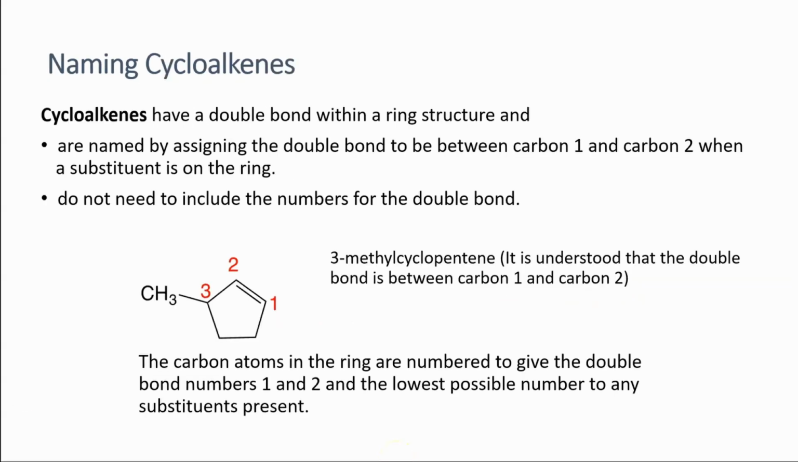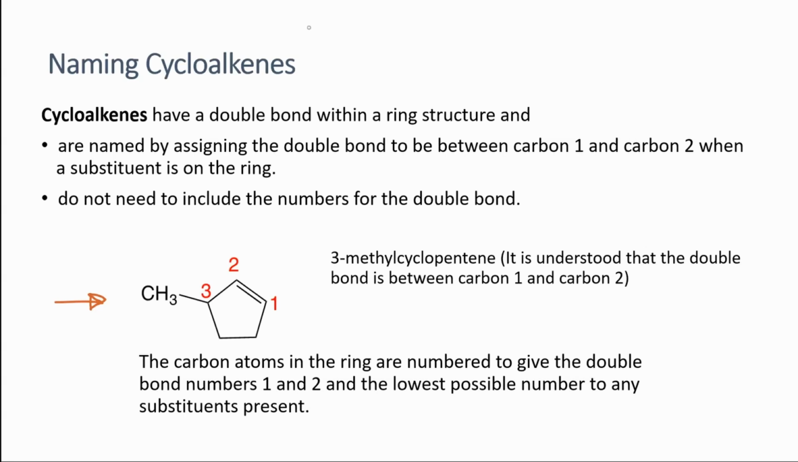Now let's see cycloalkenes. These are the compounds with a double bond within the ring structure. So you can identify cyclopentene, cyclohexene, like that. And then the naming of cycloalkenes is done by assigning the double bond to be between carbon 1 and carbon 2. If there is a substituent attached to the ring, just like in this example, a methyl group is attached to the cyclopentene.